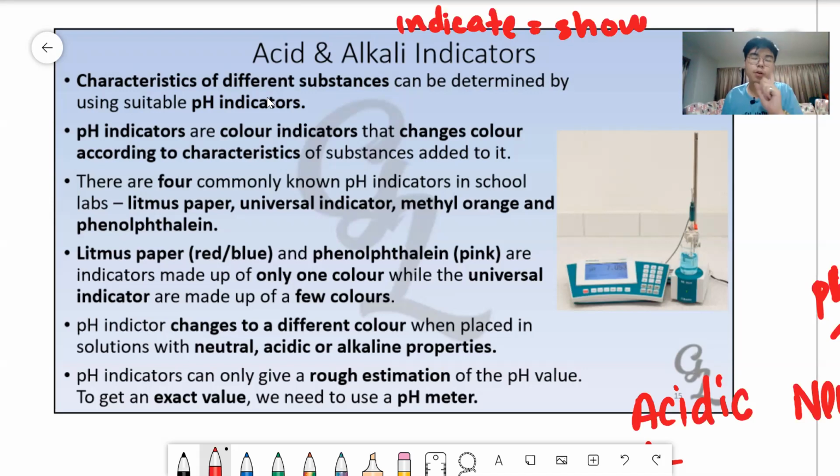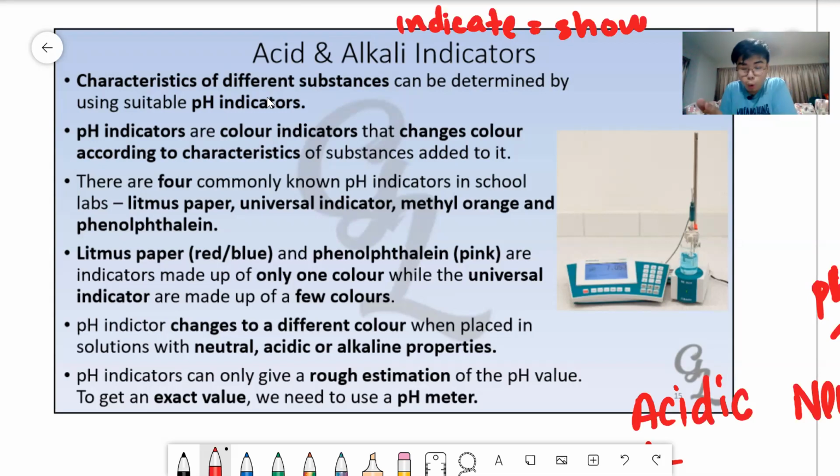Phenolphthalein, liquid. Okay, so let's see. Litmus paper, red or blue, and phenolphthalein, which is pink in color, are indicators that are made up of only one color. This means that there is only one color: either the original changes to the other color, or the original remains unchanged.